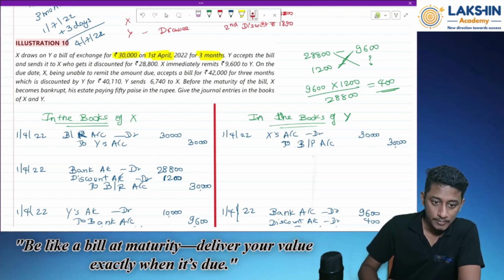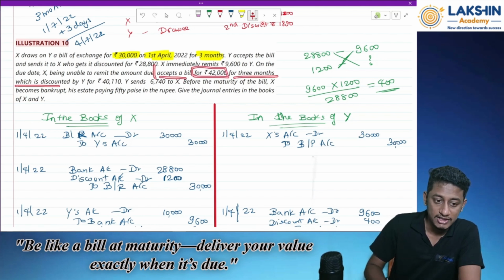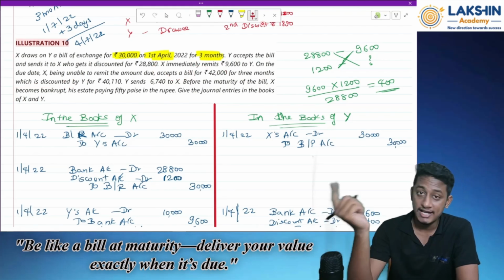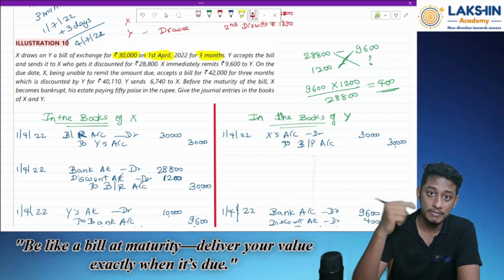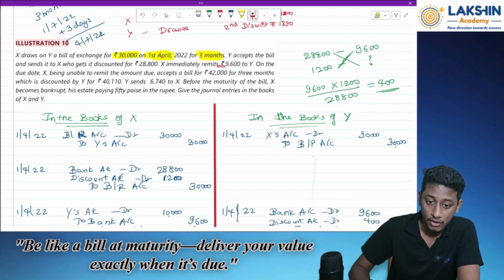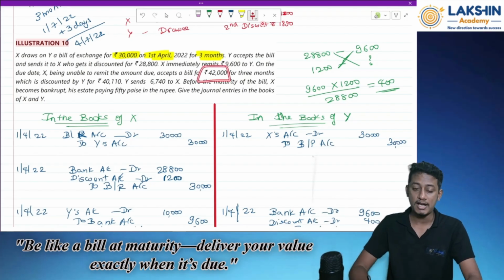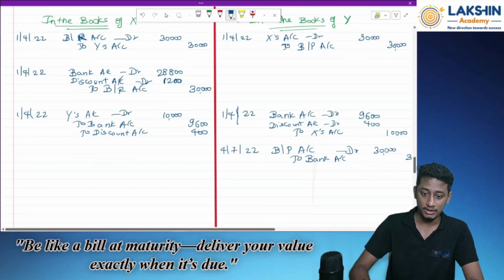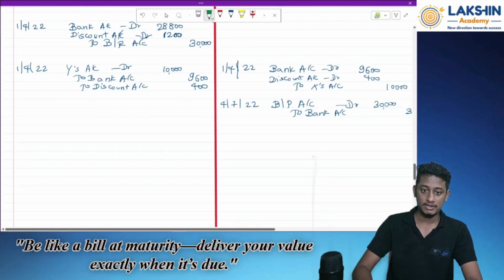Okay. Now what has happened? After this, he accepts the bill for rupees 42,000 for 3 months, which is discounted by Y for rupees 40,000. So now, who has drawn bill on whom? Y has drawn bill on X for rupees 42,000. So first of all, pass the entry for this, and then we can move on to the discounting part.